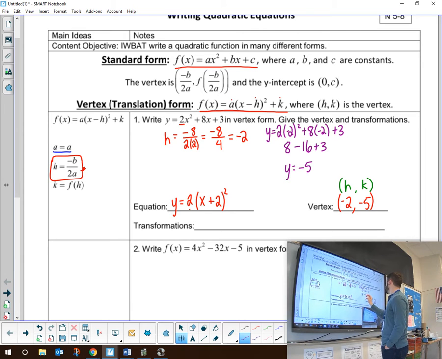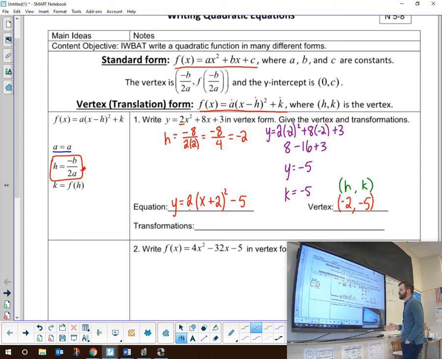So that's my y equals. That's also my k equals. It's the y of the vertex, or the k of my vertex, or the k inside my equation. So that's going to be my k. We're going to have a minus 5 there on the end.